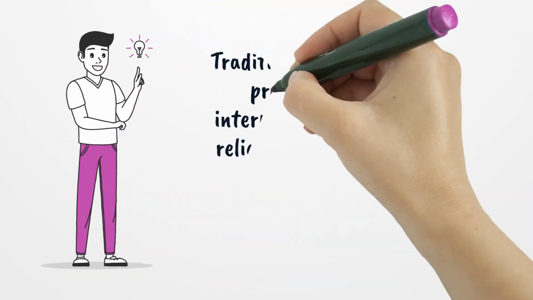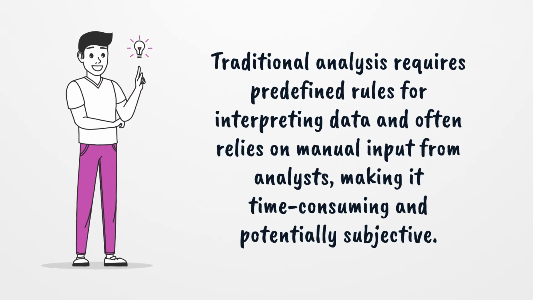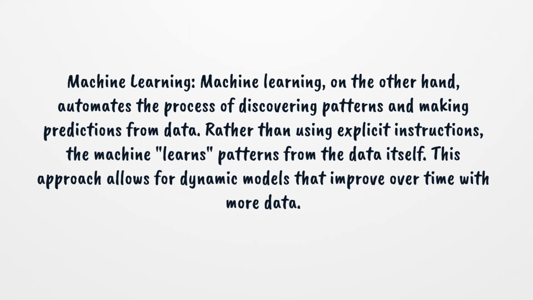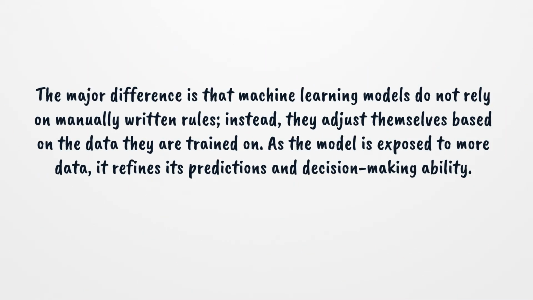Traditional analysis requires predefined rules for interpreting data and often relies on manual input from analysts, making it time-consuming and potentially subjective. Machine learning. Machine learning, on the other hand, automates the process of discovering patterns and making predictions from data. Rather than using explicit instructions, the machine learns patterns from the data itself. This approach allows for dynamic models that improve over time with more data. The major difference is that machine learning models do not rely on manually written rules. Instead, they adjust themselves based on the data they are trained on. As the model is exposed to more data, it refines its predictions and decision-making ability.